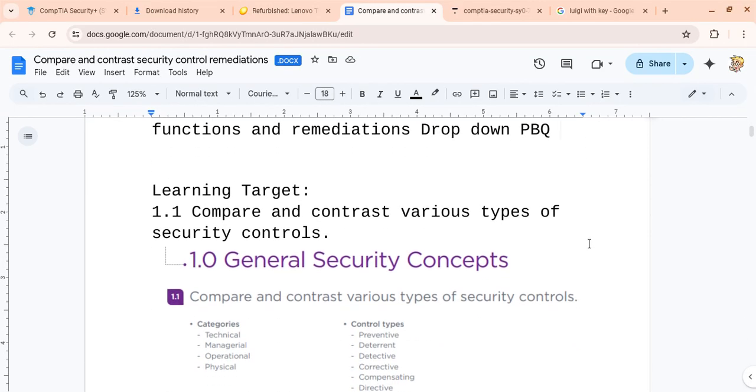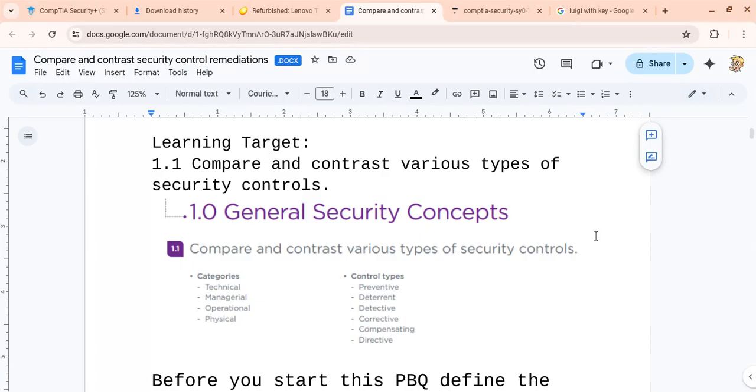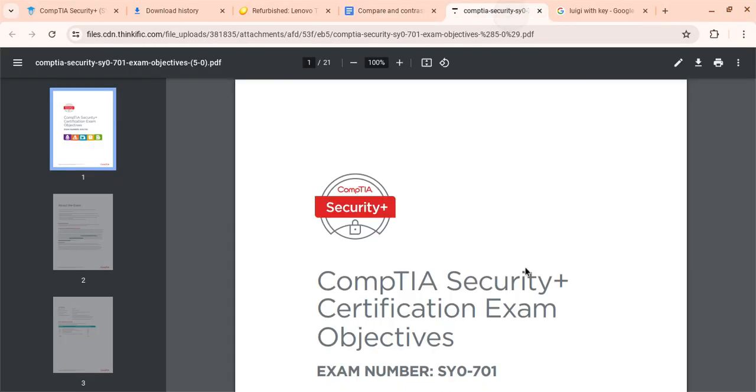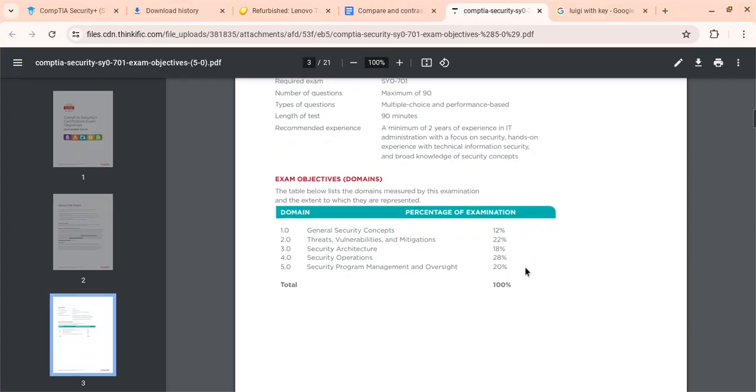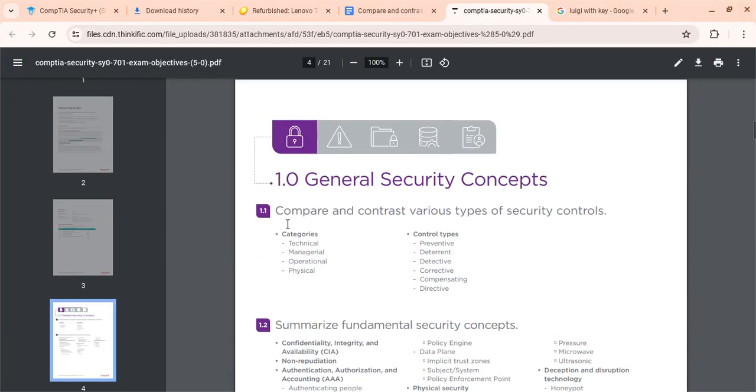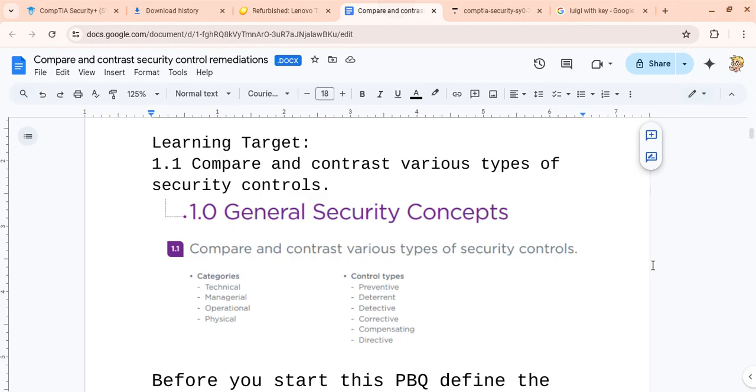Okay, so here's our learning target. I've got an objective from CompTIA. It's 1.1. Very first one. We're going to take a look at this one today. So compare and contrast various types of security controls. We have categories on the left and we have control types on the right. So on the left we have categories such as technical, managerial, operational, and physical. And on the right we have preventative, deterrent, detective, corrective, compensating, and directive.